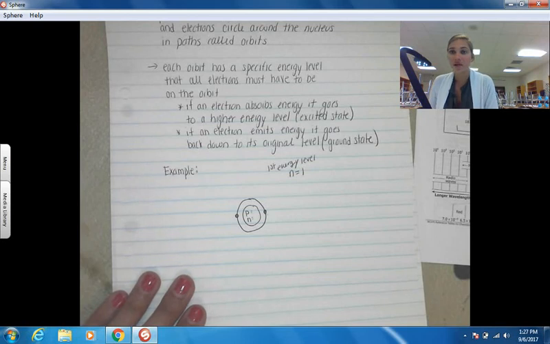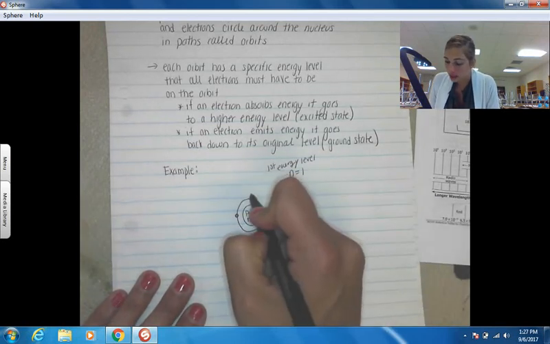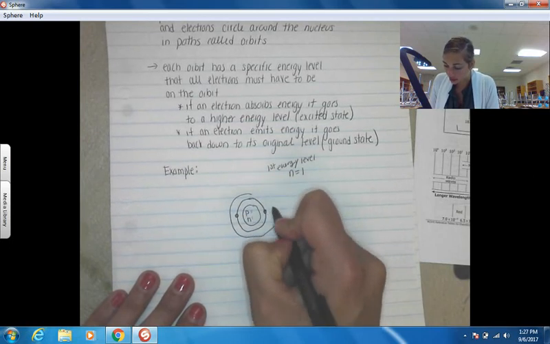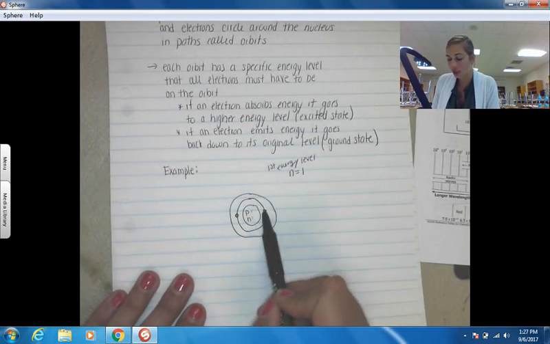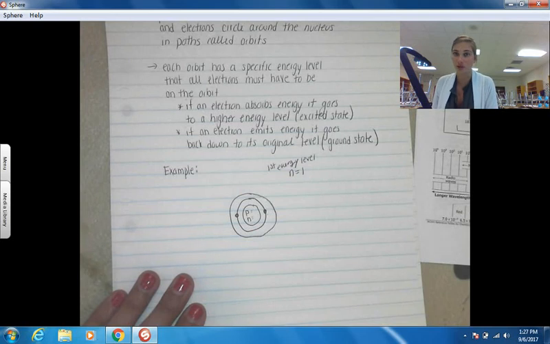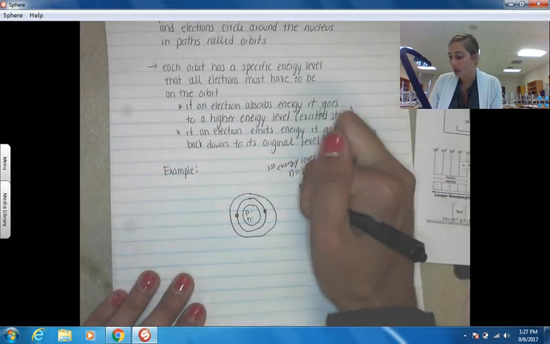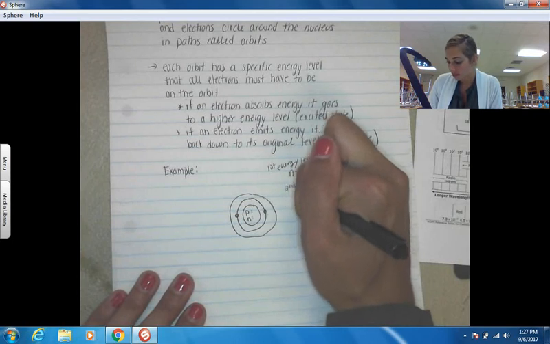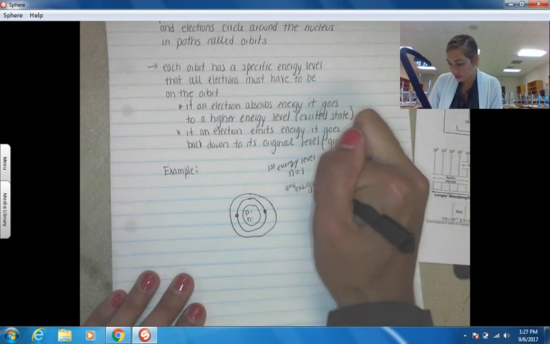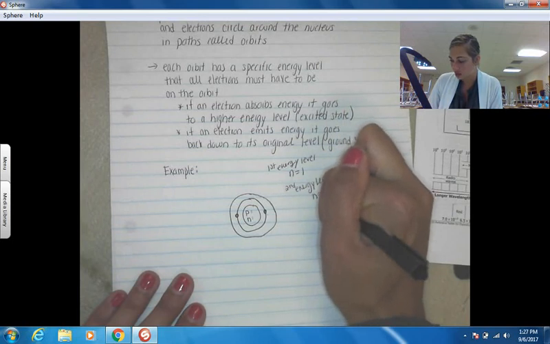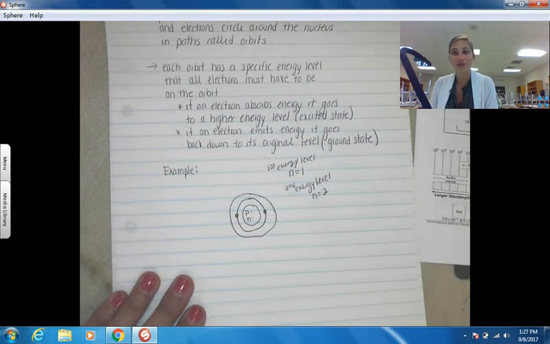Now, say our atom that we're dealing with has more than 2 electrons, then we need to add on an additional energy level. Notice how we started at the first energy level, and once we exceed that, we have to go on to the next. Our second energy level is n is equal to 2, and that can hold 8 electrons.